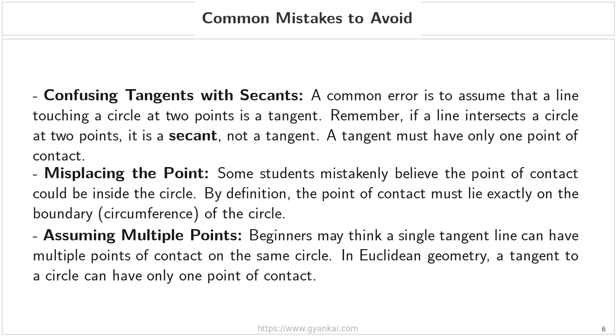Finally, do not assume there can be multiple points of contact. A beginner might think that a single tangent line could touch the circle at two or more different spots. But in Euclidean geometry, a tangent line to a circle is unique in its interaction. It can have only one single point of contact.